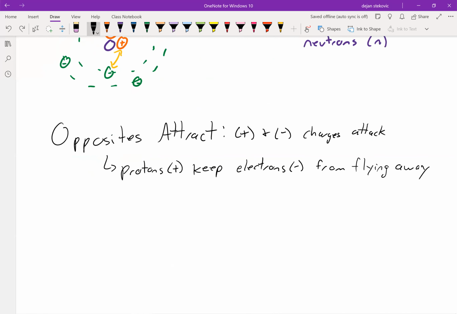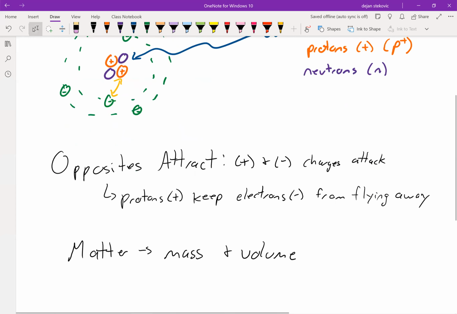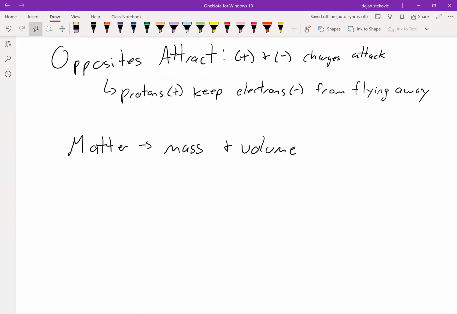And so we said that atoms make up pretty much all matter. And earlier we said that matter is something that has mass and takes up space, or we could say that it occupies a volume, right? So it's got a mass and a volume. So let's see where these characteristics come from. Let's take a look at mass first.